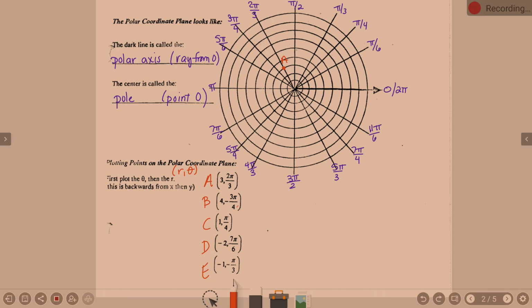Instead of going up and around, we go down and around. So what's the equivalence of traveling 3 pi over 4 but going down instead of up? 5 pi over 4. Exactly. This right here is equivalent to negative 3 pi over 4. So now we're going to go to that angle there. What's my r value? So we're counting out 4 rings. And that is my B.